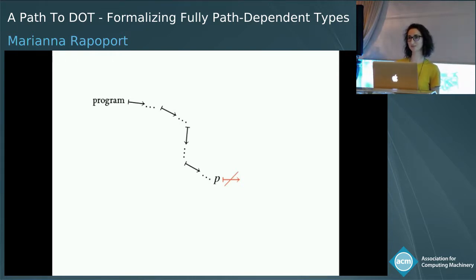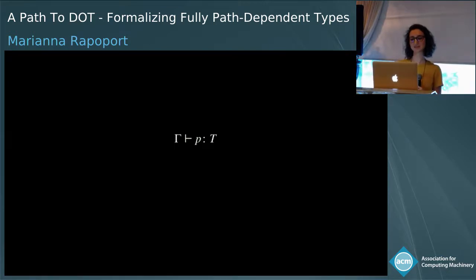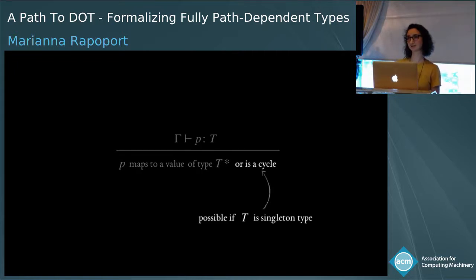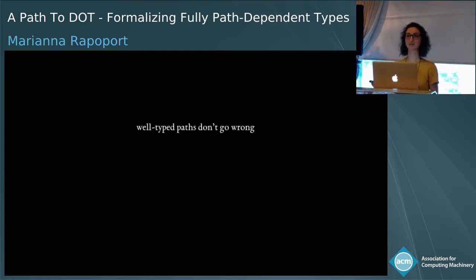And what we proved in our type safety proof is that if a path has a type, then you can look up this path in the runtime environment, and it will map to a value of almost a type t. Or if not, then it must be participating in a cycle. But that will only happen if t is a singleton type. And so well-typed paths don't go wrong.